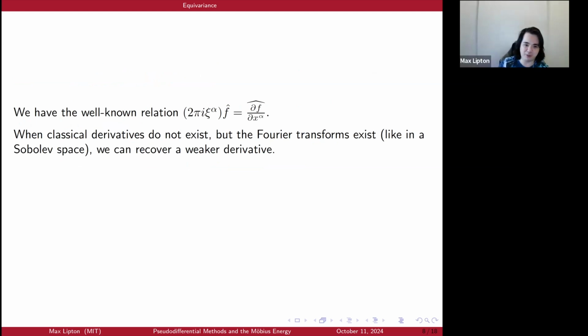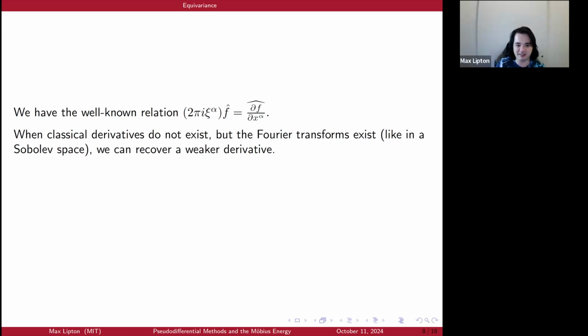So again, we have this well-known relation that expresses the equivariance of these two polynomial actions on function spaces. And so this means that when classical derivatives don't exist, we can instead transform to the frequency side, and then we can multiply by a polynomial and then transform back, and we can recover what the derivative at least should have been.